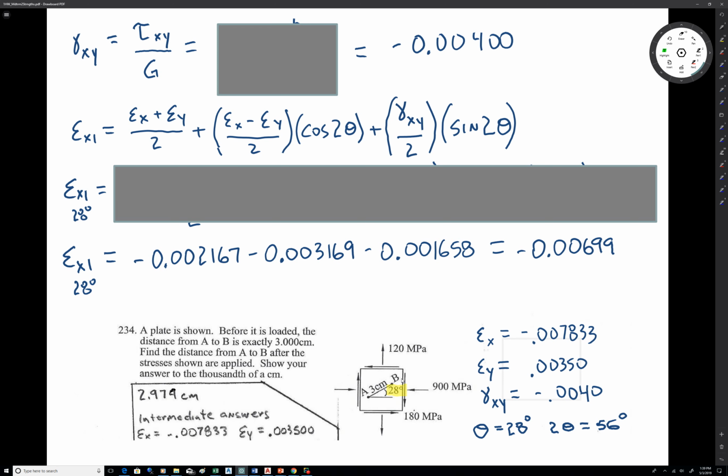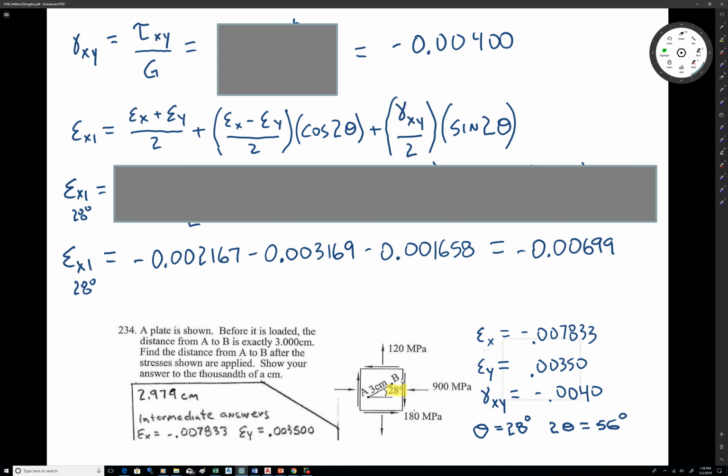All right, so once you got that, you just plug into the epsilon x1 equation. That tells you the strain of a line at a given angle. In this case, it'll be 28 degrees. Just plug all that stuff in, run the numbers, and you'll get the strain on that line. It's negative 0.00699. So it's about 0.7% shorter is what's going to happen. That's what's happening with that line.